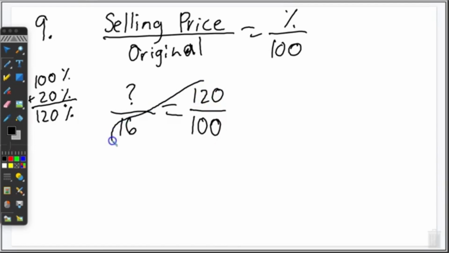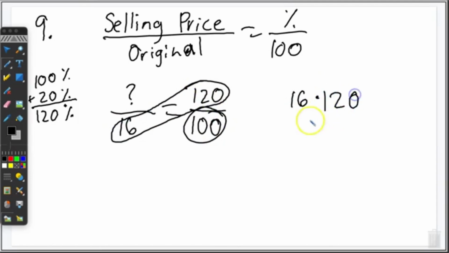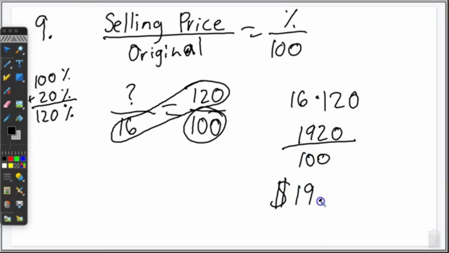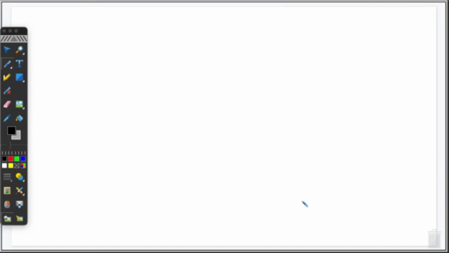Okay? Now bat and ball. We do 16 times 120. And we end up getting 1,920. And then we divide it by 100. And we end up with $19.20. That is how much the sweatshirt will cost whoever buys it. Number 10.